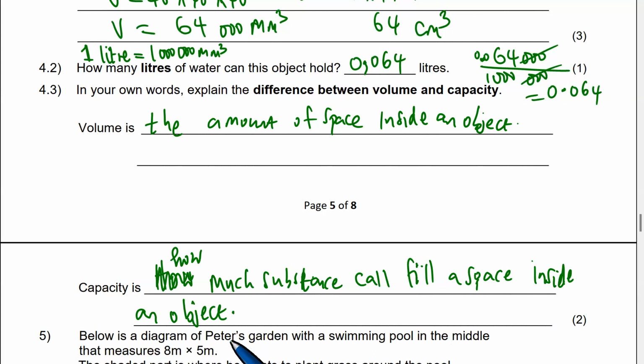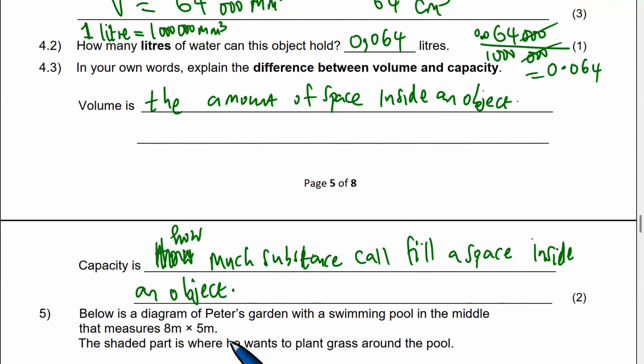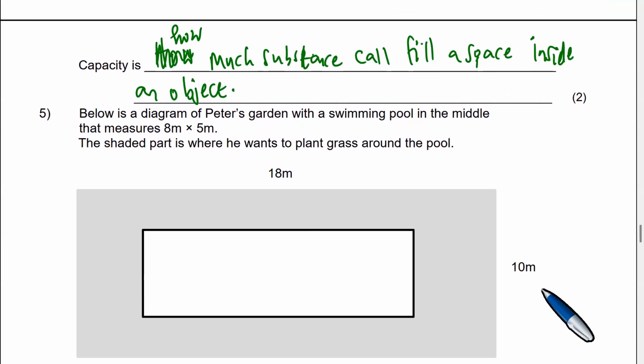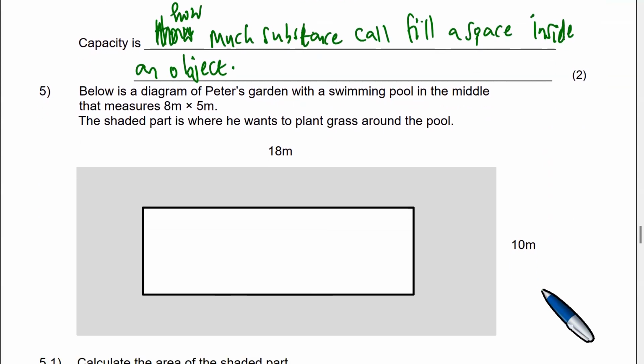How much space can fill a space inside an object? All right, if we look at number five, below is a diagram of Peter's garden with a swimming pool in the middle that measures 8 by 5 meters. The shaded part is where he wants to plant grass around the pool, 18 by 5.